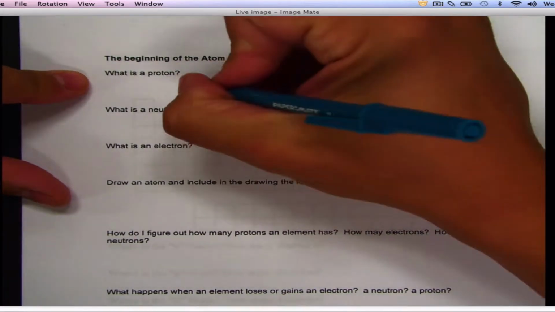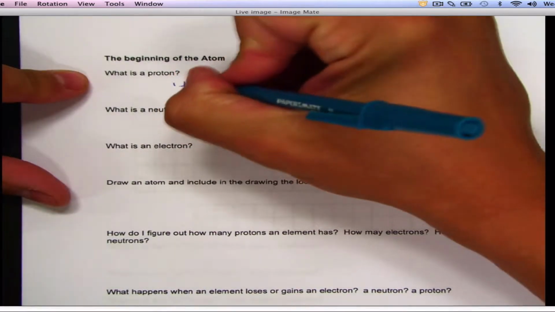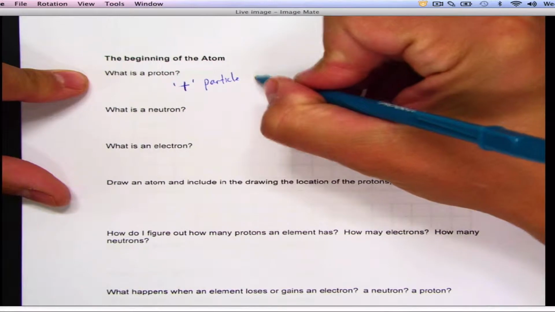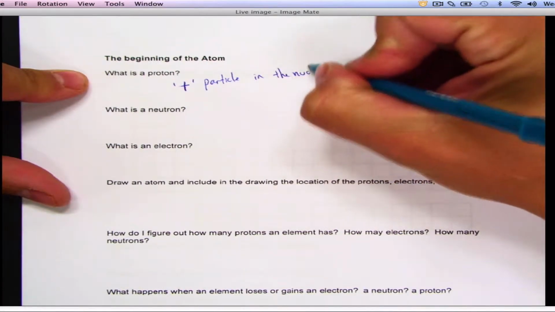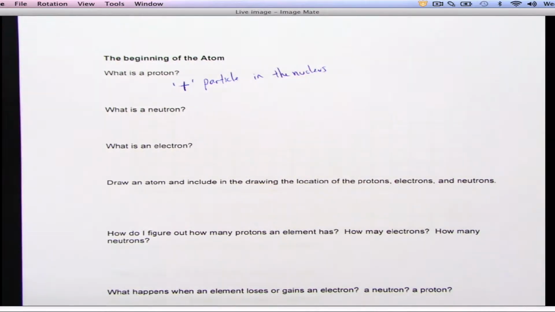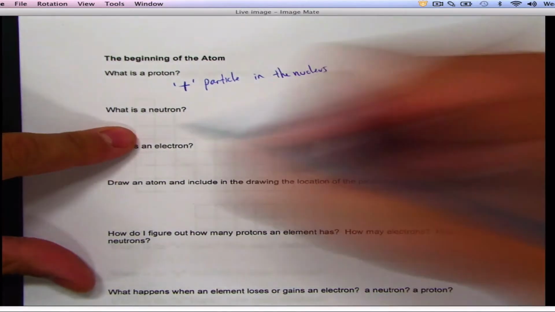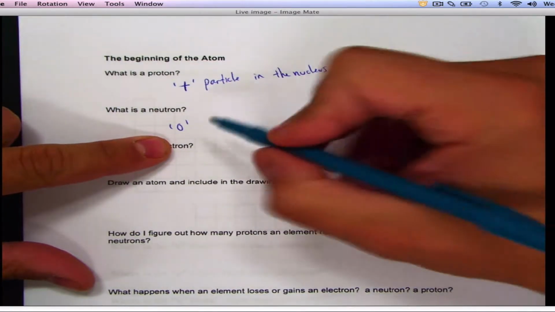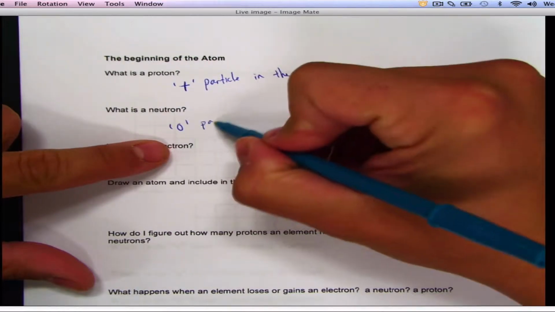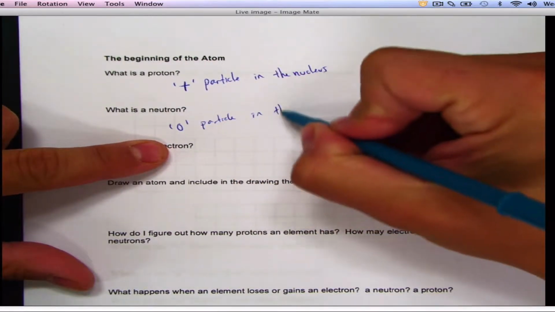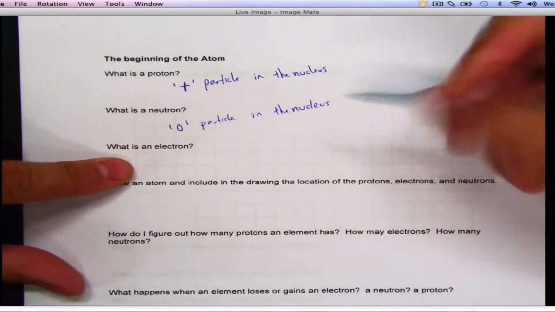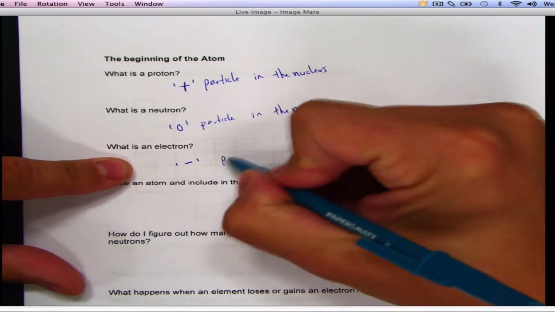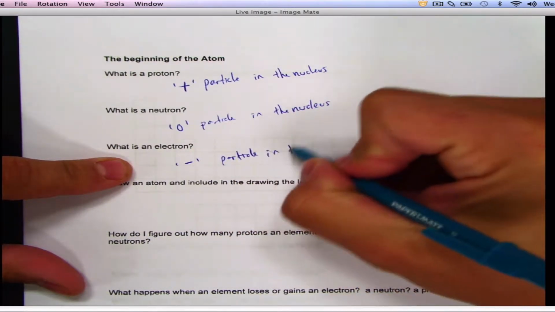Well, a proton is a positively charged particle in the nucleus. Okay, so a proton is a positively charged particle in the nucleus. A neutron is neutral, meaning it has no charge. It's a zero, not an O. A neutral particle in the nucleus. And then an electron is a negatively charged particle in the nucleus.